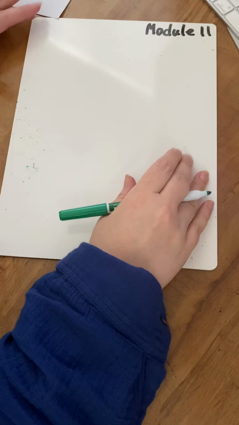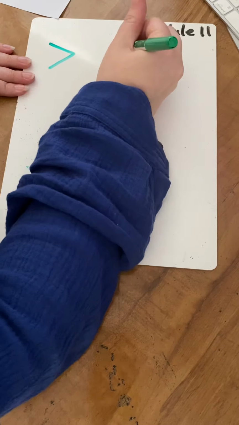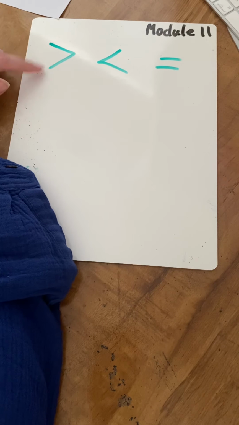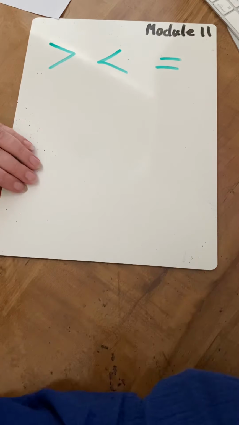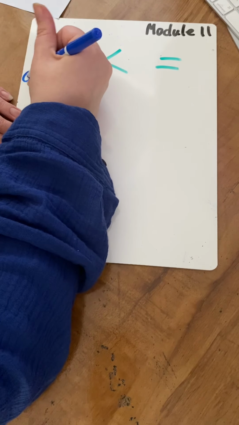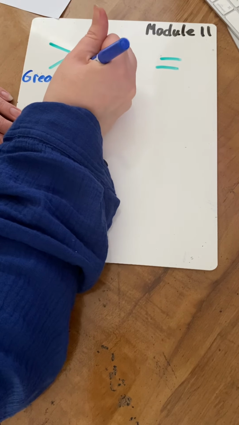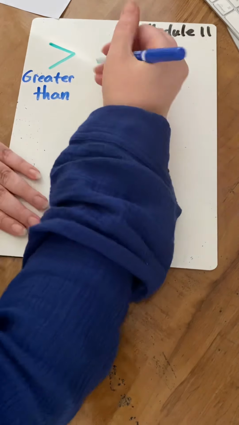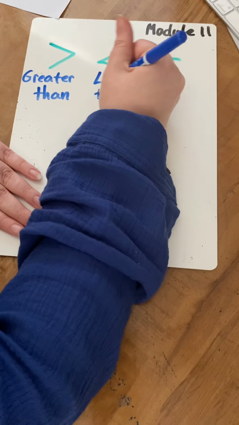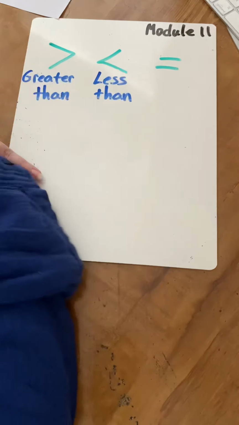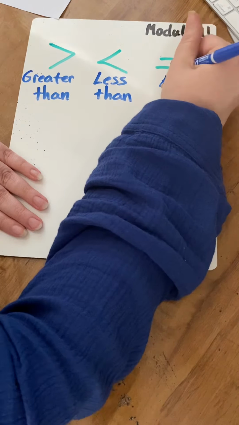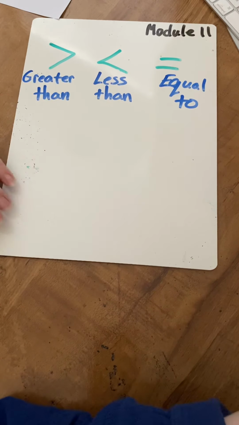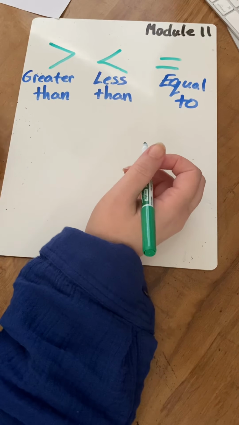So let's quickly review. We have these symbols here that we have practiced before. This one, what do we call this one? Say it out loud if you know it. We call this one greater than. Yep, how about this one? Say it out loud. Less than. And this one at the end, equal to. That's right. Okay, so let's start comparing some 3-digit numbers.